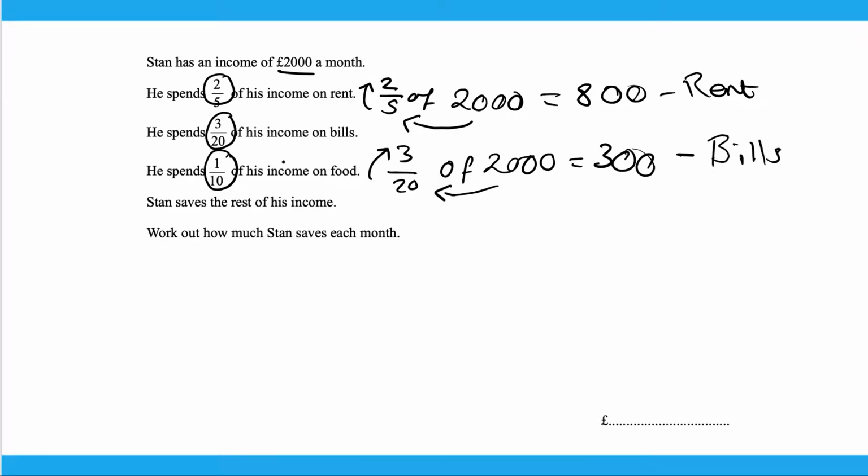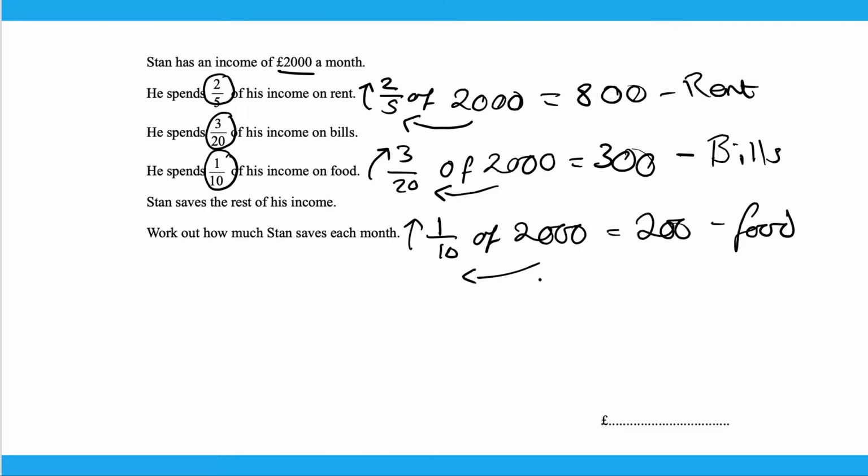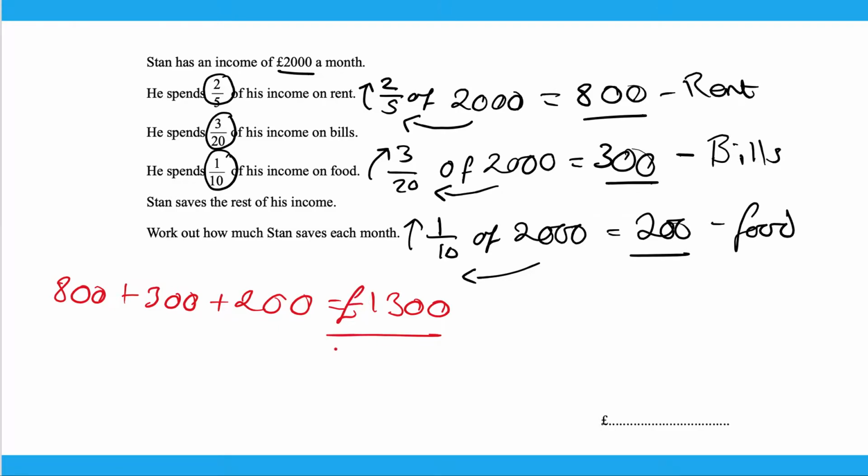Okay, and then 1/10 of 2,000. 2,000 divided by 10 is 200, and then multiplied by 1 is still 200. He spends 200 on food. Okay, now let's total them together. These are the numbers of what he spends. Okay, so you would do 800 add 300 add 200, and that's going to give you an answer of 1,300 pounds. Okay, that's the total he spends each month.